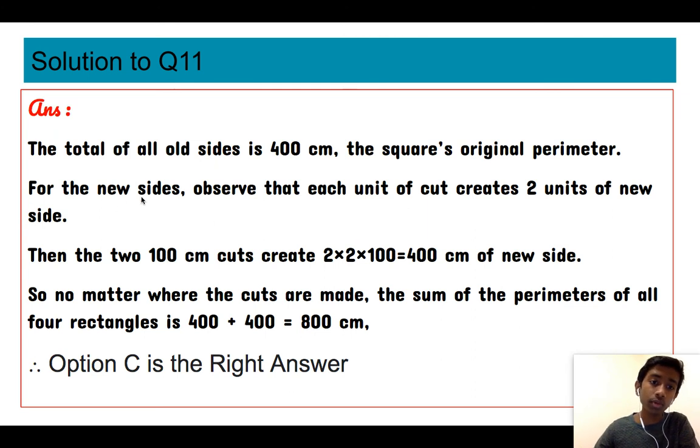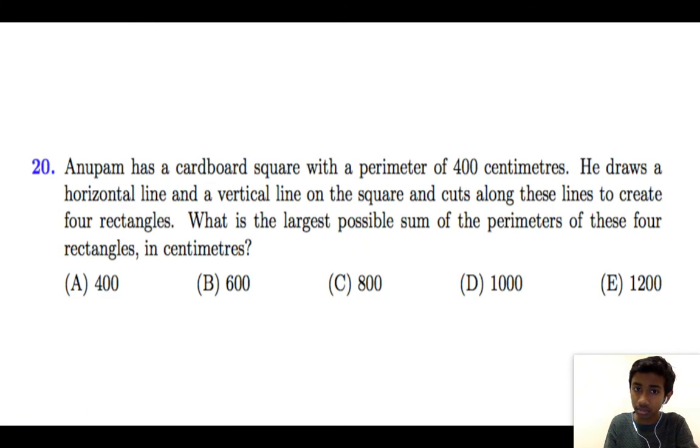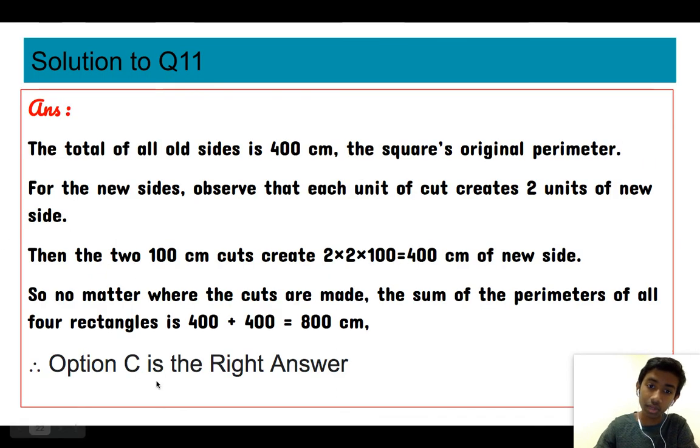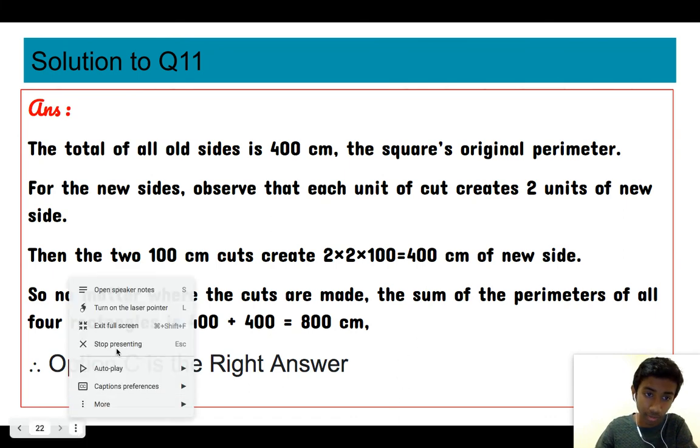So, what we need to do, right? The total of all the sides is 400 centimeters. The total perimeter of the 4 sides is 400 centimeters. So, this is the square's original perimeter. So, he's asking what is the largest possible sum of these 4 rectangles, right? So, he cuts the lines to create 4 rectangles. So, we can create a shape that's a square, but I can't draw right now, right?